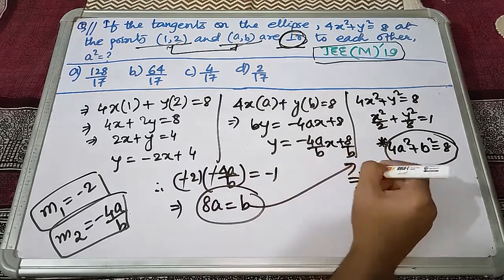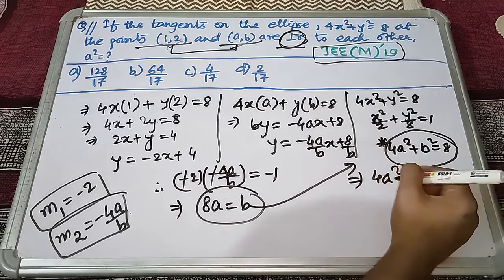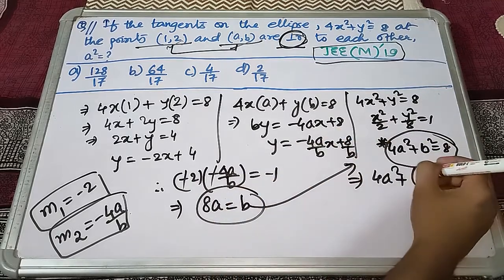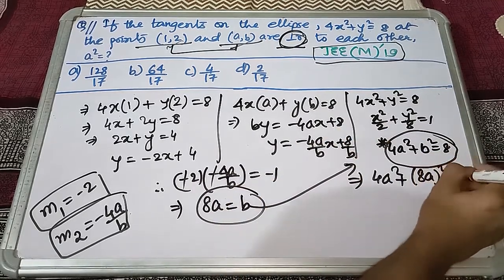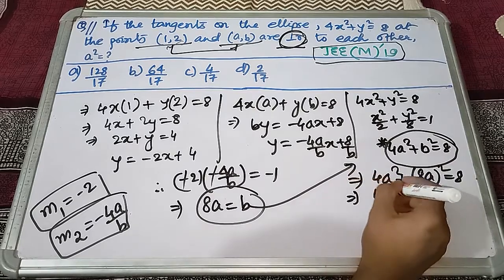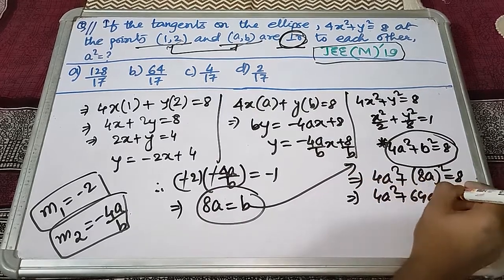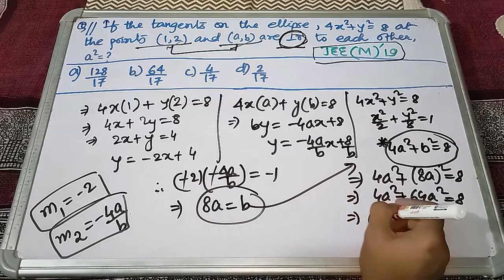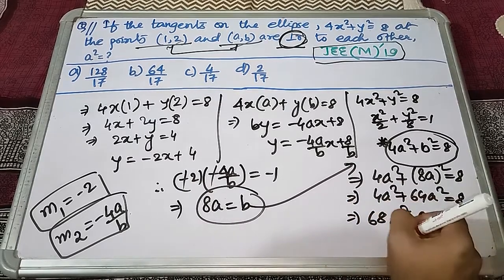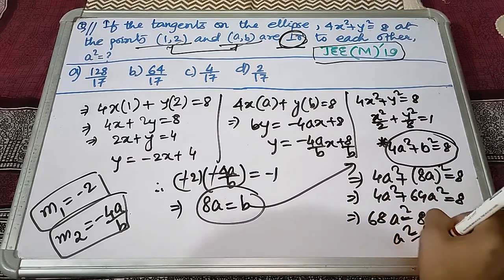Insert this over here: 4a square plus, in place of b square, put 8a whole square equals 8. 4a square plus 64a square equals 8. 68a square equals 8. a square equals 8 by 68.